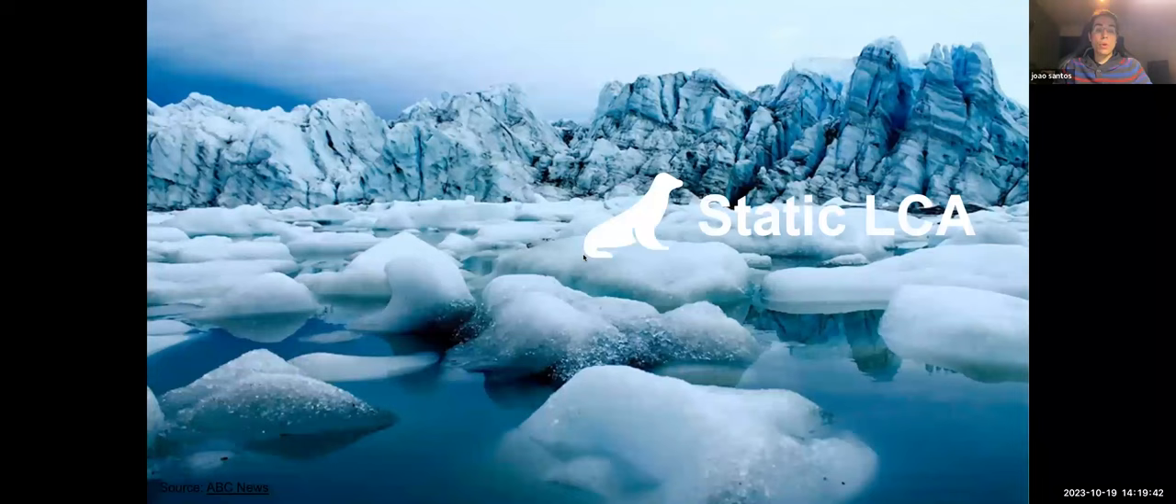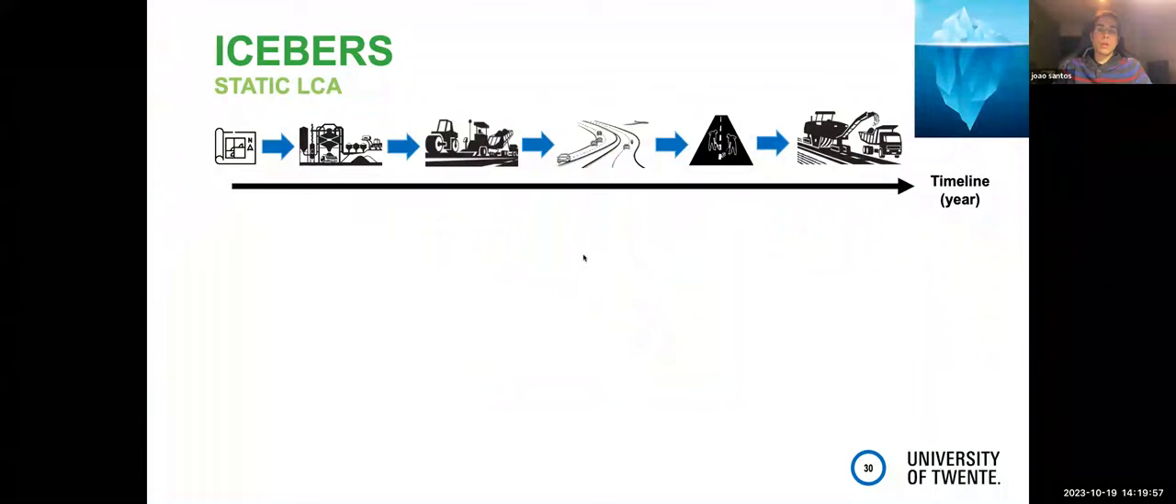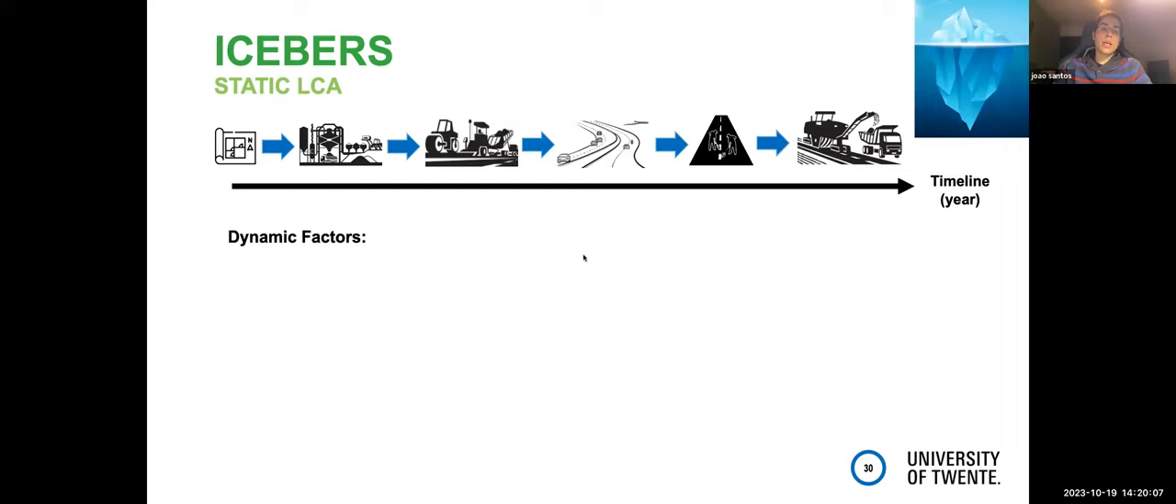And now I will move to another important topic, which is related to the fact that 95% of the studies assume static conditions. But as we know, the life cycle of the pavement is quite long. It can last 40 years, 50 years. And there are a lot of dynamic factors during this time. We have the traffic that can change. We have technological and technical changes.